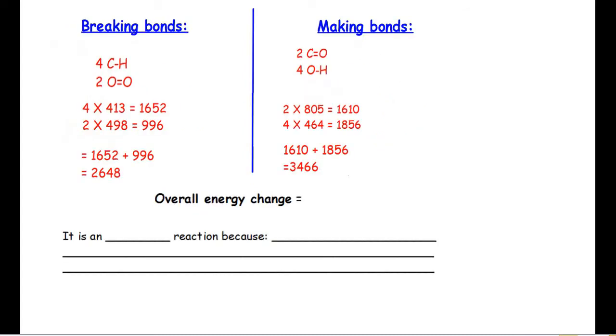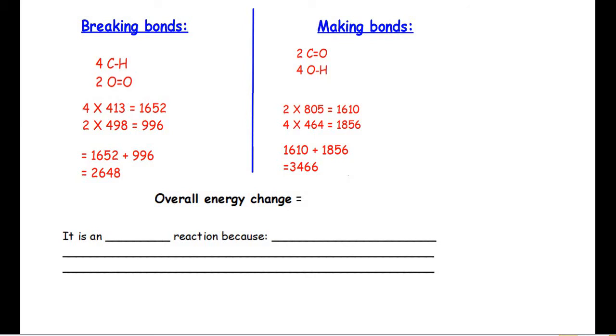Now the values are given to you in the question. They're on page 21 in your booklet. So 4 lots of CH bonds are breaking. 4 times 413, which equals 1,652. 2 lots of O double bond O, which is 2 times 498, which is 996. And you add those together and you get 2648.